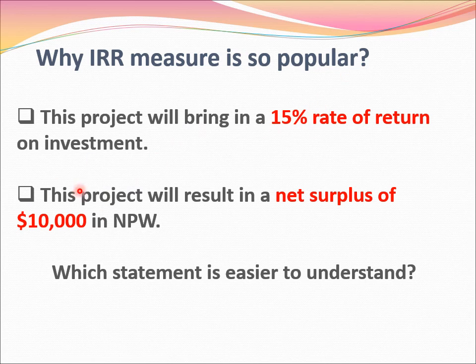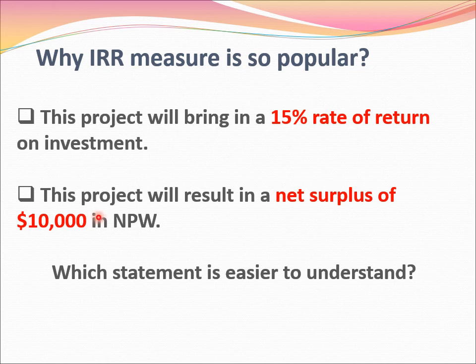But in the second one, the statement is this. If you invest in the project, you will have a net surplus of $10,000 net present worth. Okay, your net present worth in this project will be 10,000. So which one is more informative for you? To know the surplus amount or to learn the rate?